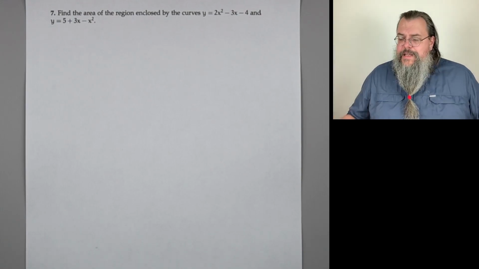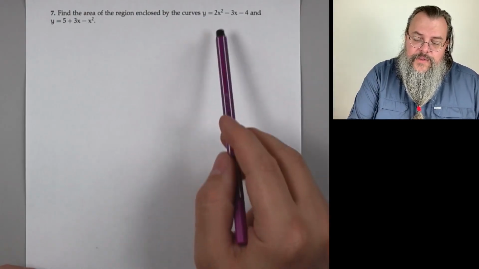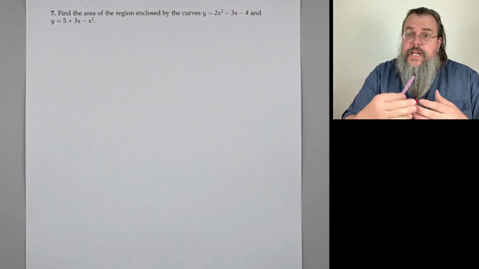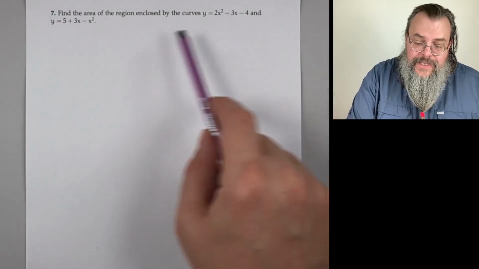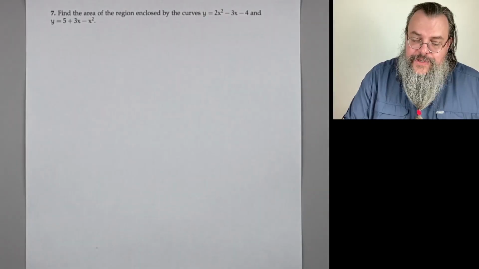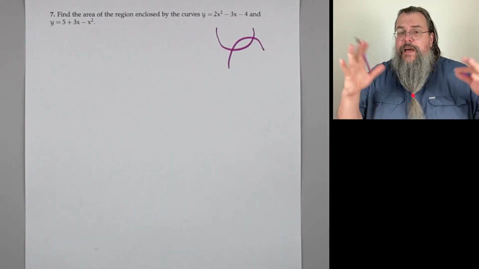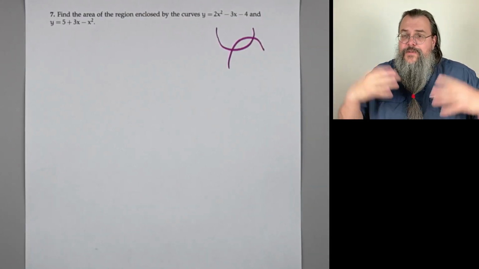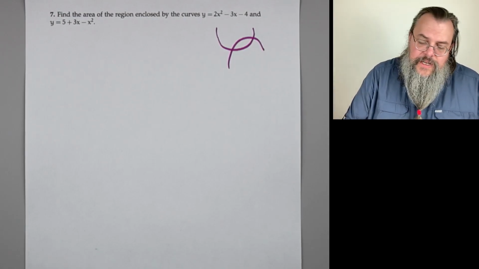Now, I don't know exactly what they look like, but I know they're parabolas because they both have highest degree 2. I know this one is going to open up, smiley face, because positive coefficient. This one is going to open down, frowny face, negative coefficient. So I have something. I'm just guessing. I'm probably very wrong. But at least it's a picture to help get started.